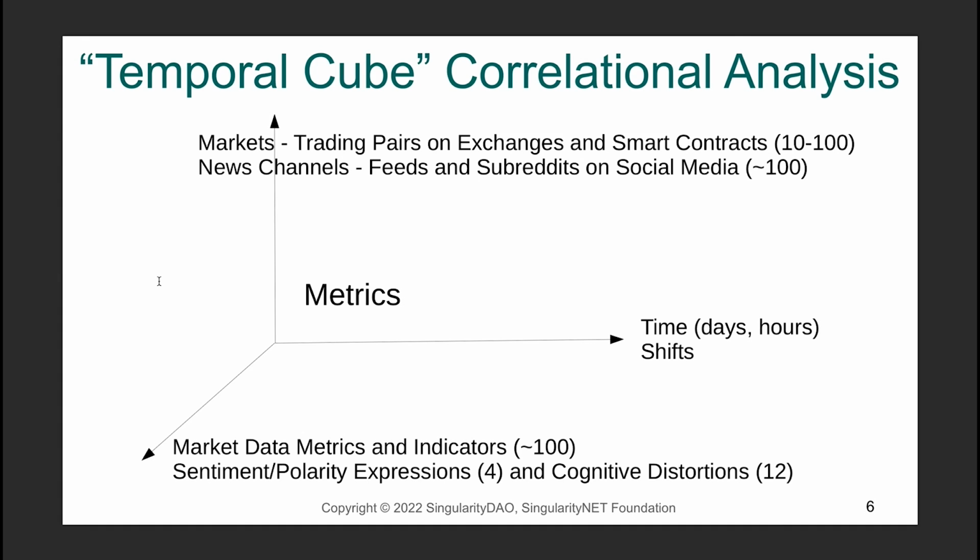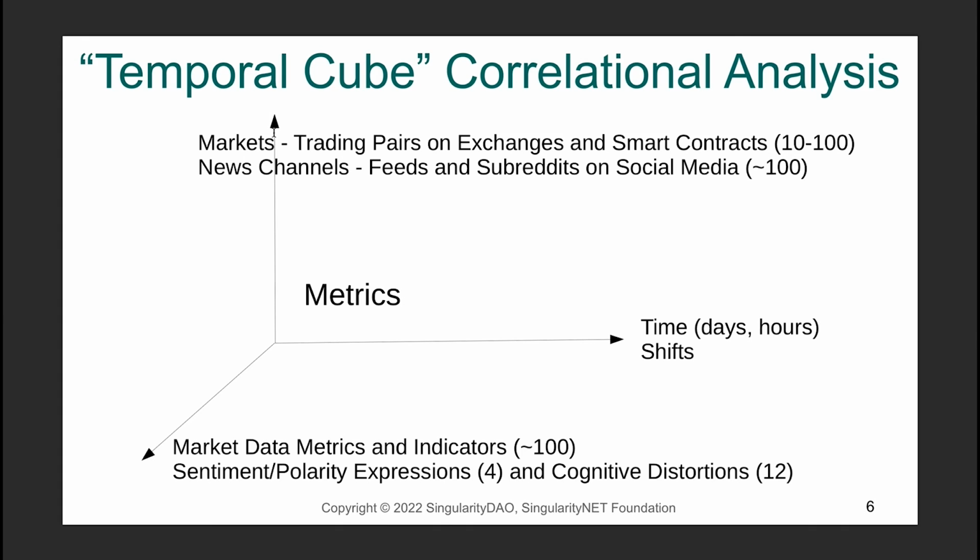And all of these metrics, like market metrics and media metrics, are assembled into the so-called cube of data. So we are building a three-dimensional cube where one dimension of the cube corresponds to markets, like trading pairs on certain exchanges and smart contracts, and our experimental setup involves 10 to 100 different markets or trading pairs. And also on this dimension we can consider different news channels, like different feeds on Twitter or different subreddits on Reddit, and we are now analyzing about 100 of such channels.